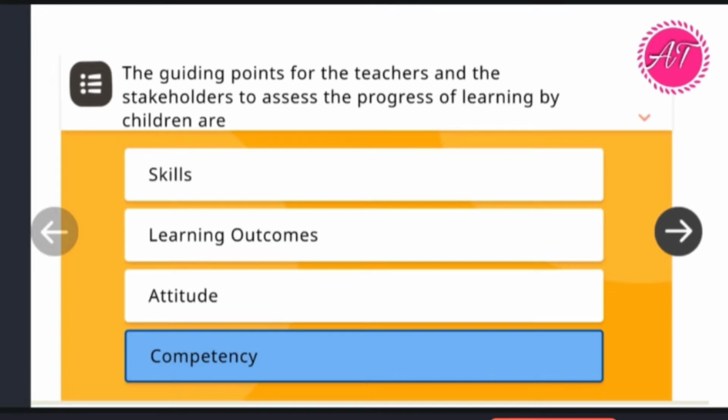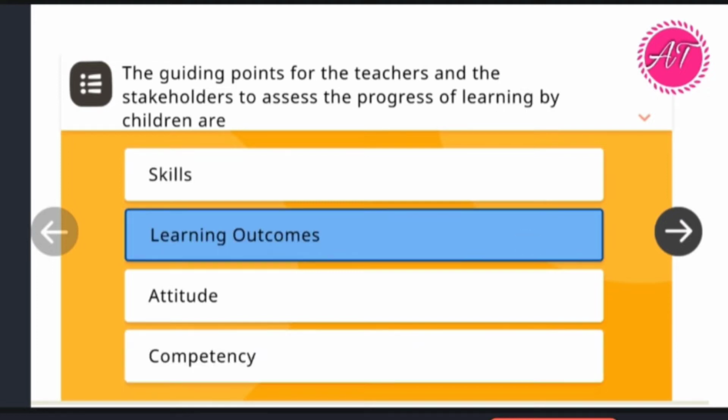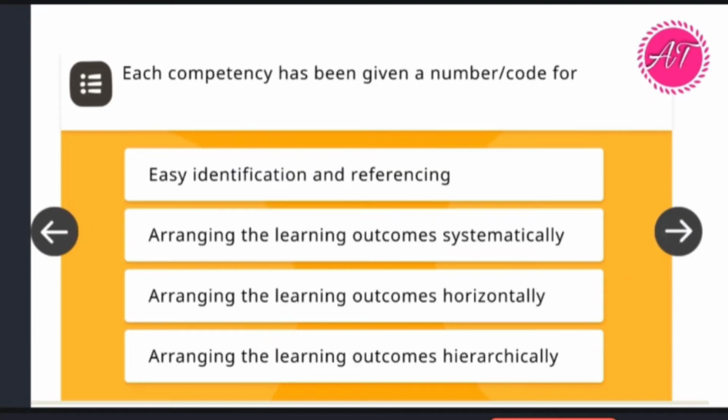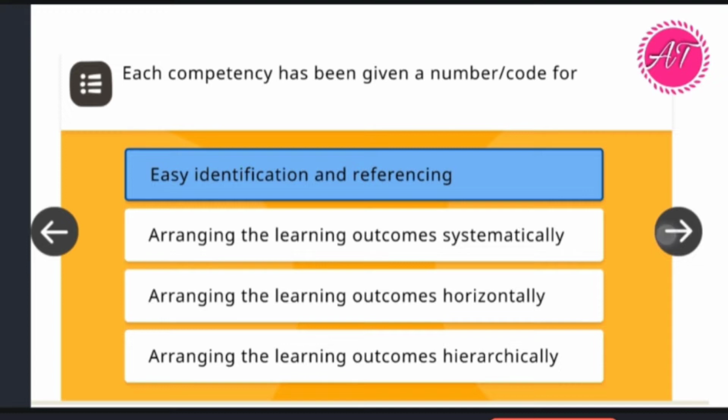The guiding points for the teacher and the stakeholders to assess the progress of learning by the children are. So the answer we have here is learning outcomes. Let's move to the next quiz. Each competency has been given a number or code for. So the answer we have is easy identification and referencing. So the option number 1 on the screen.